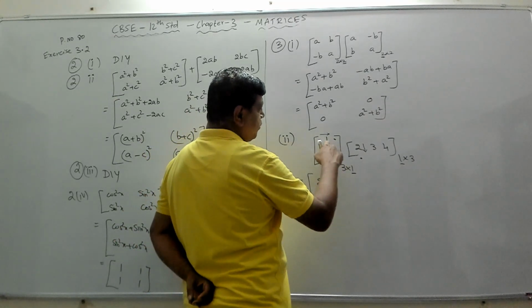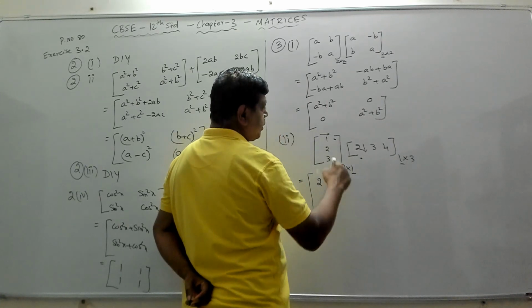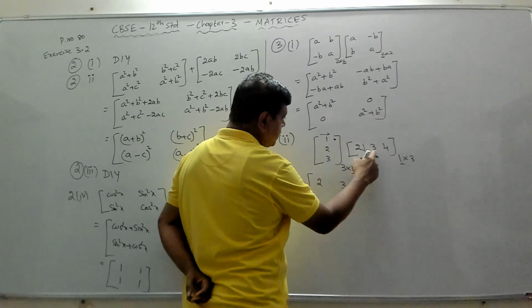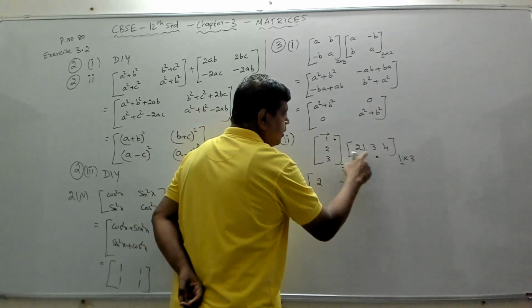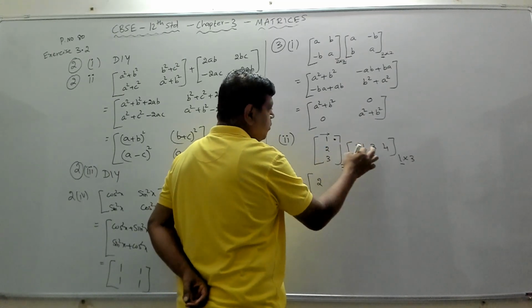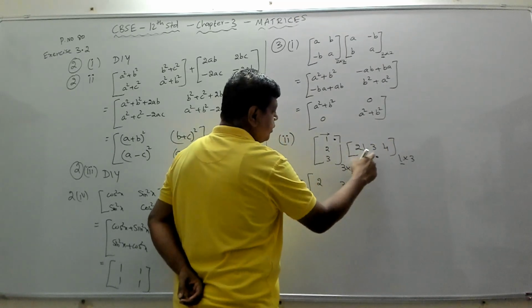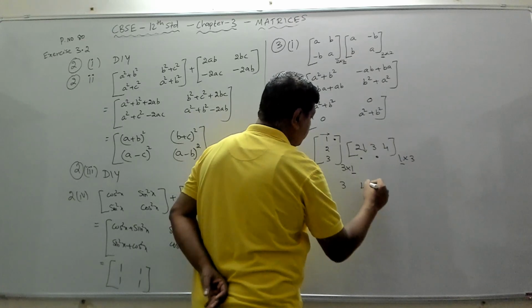Next element is first row, second column. 1 into 3 is 3. We can't do further. If there was one more element here and one more element here, we would have done 1 into 3 plus this element into this element. But there is no element here, so we can't do it. This is the end of it. 1 into 3, first row with second column, is 3. That's it. Then again 1 into 4, first row with third column, is 4.